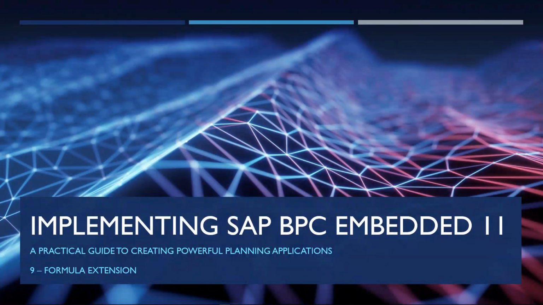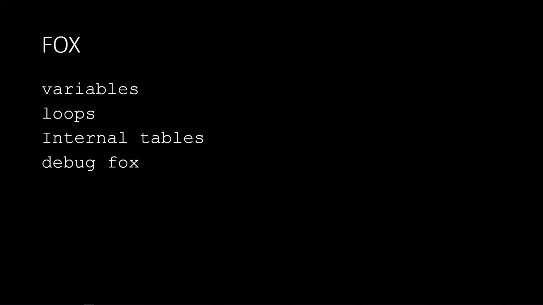From the single copy function we created in the previous chapter, we are now going to dive deeper into Fox. In this chapter, we are going to look at variables, loops, internal tables, and how to debug Fox.